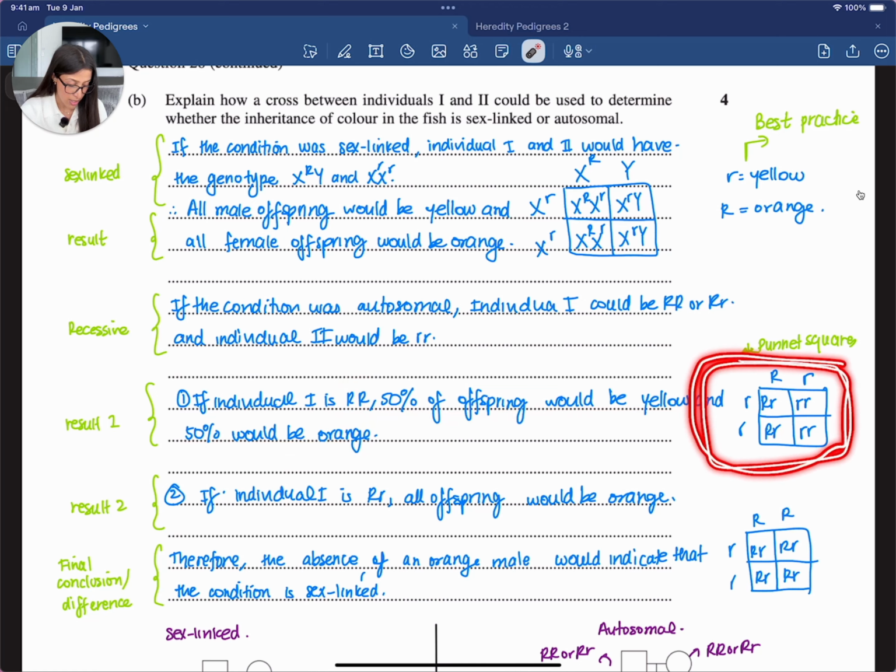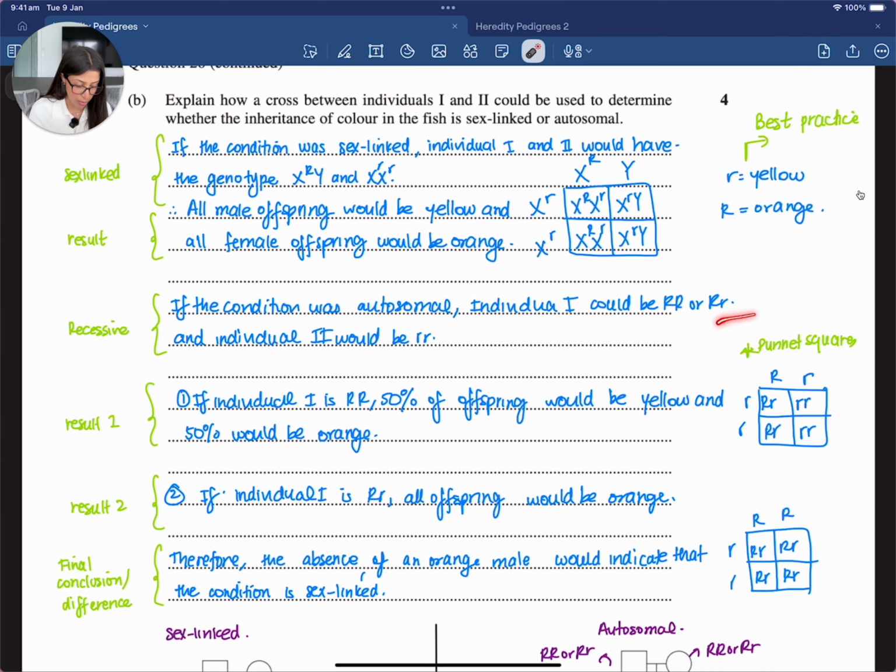So this definitely helps to support your answer. Some questions may even have that a Punnett square has to be included in the marking criteria, so it's always good practice to include this in your answer. Result number 2, if individual 1 is heterozygous, then all male offspring would be orange. And finally, you have your conclusion or your point of difference in these results that would tell me which one it is. So therefore, the absence of an orange male would indicate that the condition is sex-linked.